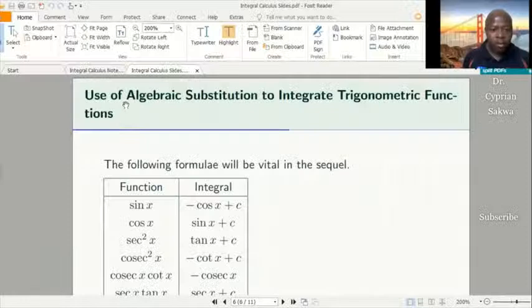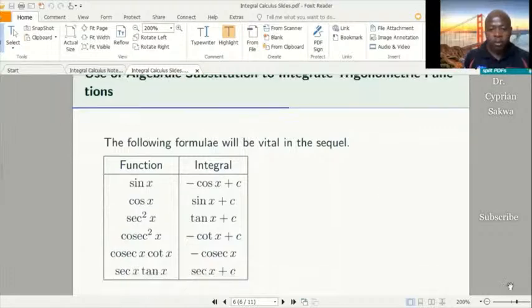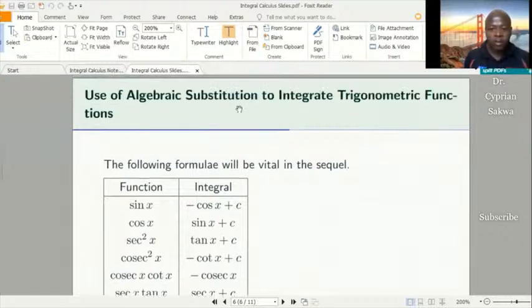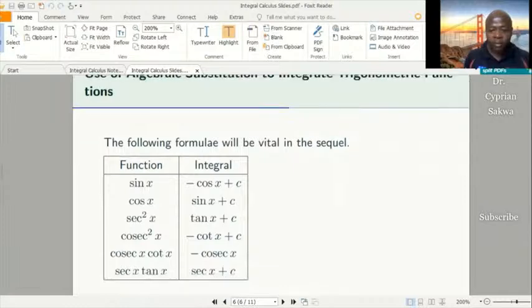We're looking at how to use algebraic substitution to integrate trigonometric functions. Now, we'll look at various examples just to ensure that you grasp the concept of integration on trigonometric functions. First, I begin by giving you the following formulas, which you will find to be very useful in our integration.